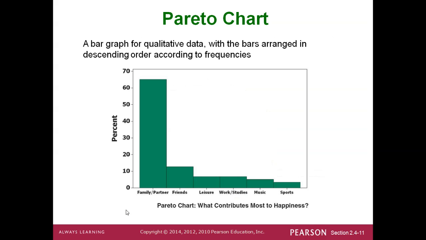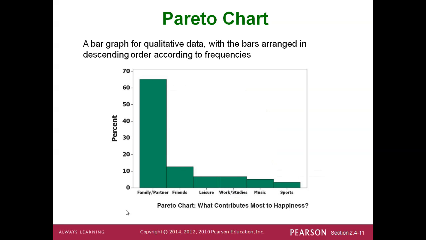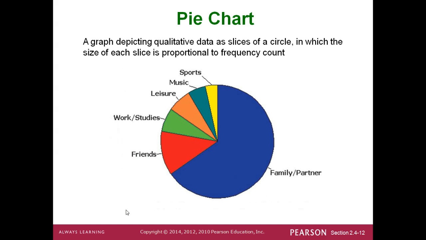Who contributes most to happiness? Family first, then friends, then your work and your study, whatever leisure is. It could be different for everybody. Music and sports would be last there, according to that data. According to this particular study that they did, I'm not sure how many people they asked.